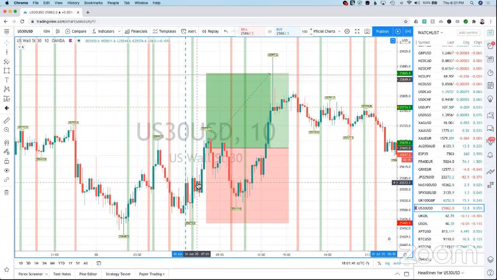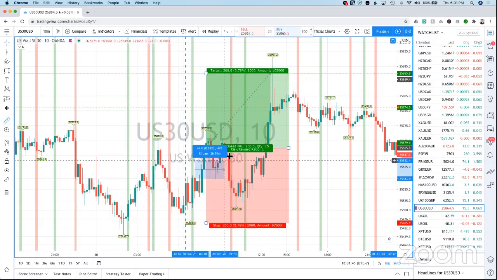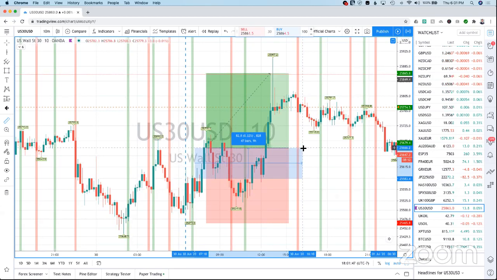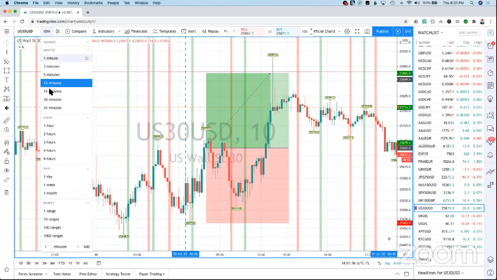See, overall, I think the 10-minute works best. Right here, if we got in way down here, we have an entry of an extra 800 to 900 pips, about 820 pips. That's huge. That's a lot of pips to give up if you trade on the later time frames.